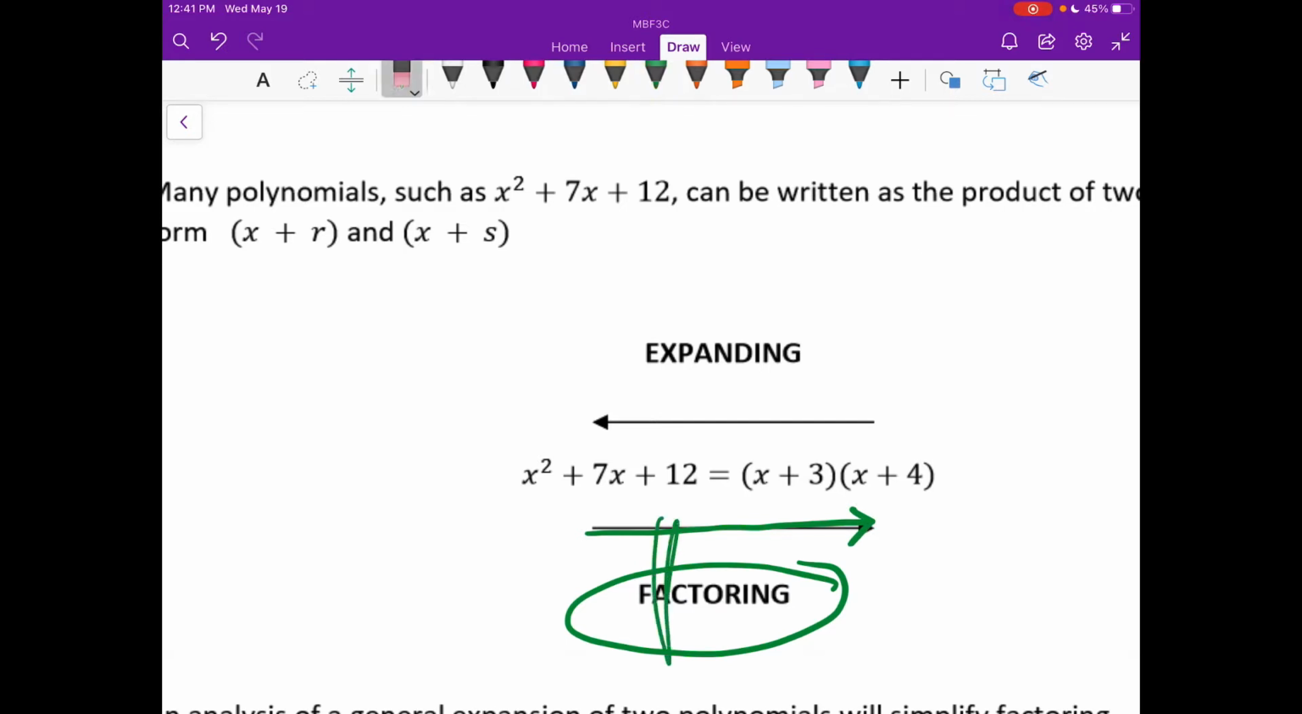You know how multiplying and dividing are 2 inverse operations of each other, as well as adding and subtracting are 2 inverse operations of each other? Expanding and factoring are basically the same thing. It's just that one is the opposite of the other. Expanding is the opposite of factoring. Factoring is the opposite of expanding. And we learned expanding in lesson 1 and 2, right?